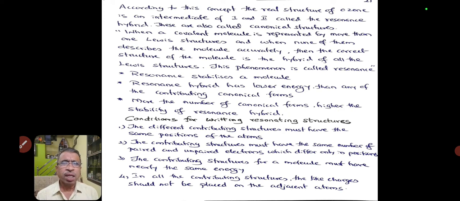Number 1, the different contributing structures must have the same positions of the atoms. The contributing structures must have the same number of paired and unpaired electrons, which differ only in positions. The contributing structures for a molecule must have nearly the same energy. In all the contributing structures, the like charges should not be placed on the adjacent atoms.